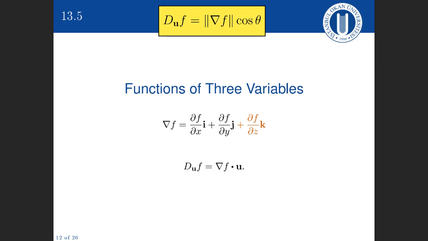We've been talking about functions of two variables. What do we do if we have a function of three variables? We just add on an extra term. Now that we have a z variable, we're just going to add on df/dz k. That's the only difference. Still, we have that the directional derivative of f in the direction u is nabla f dot u.